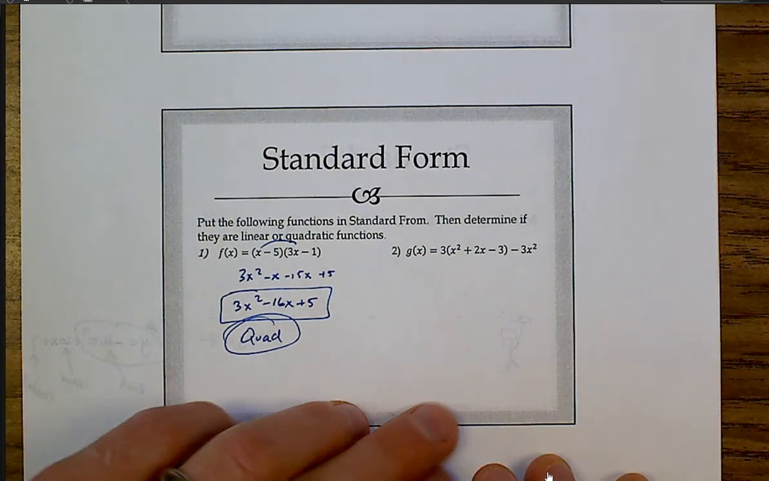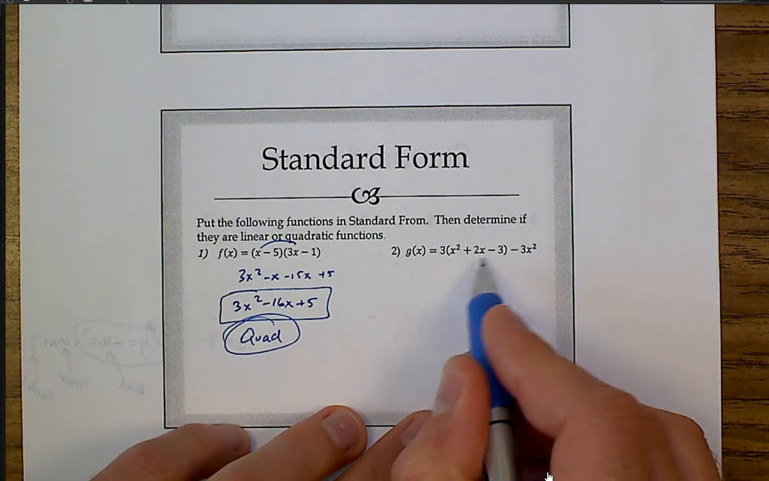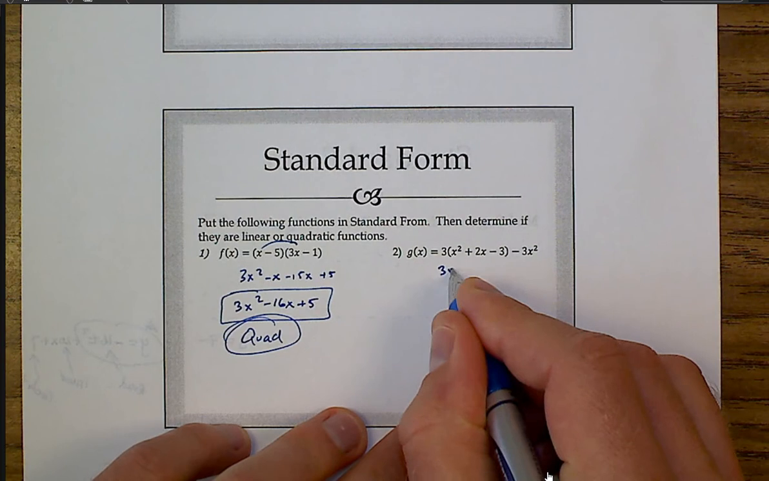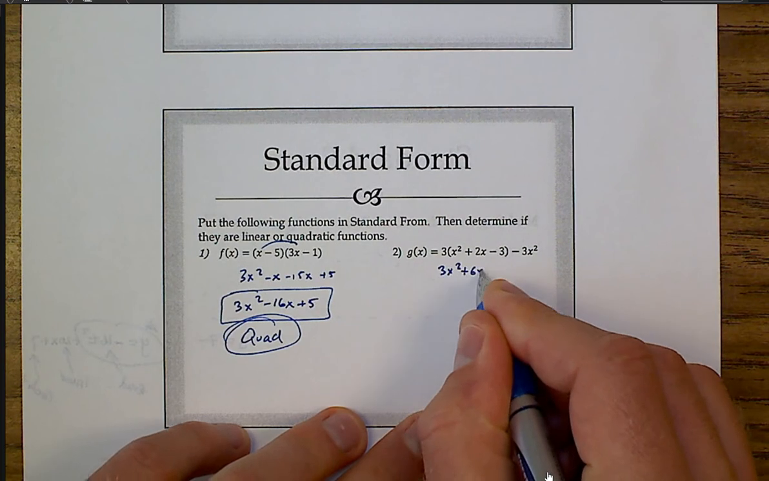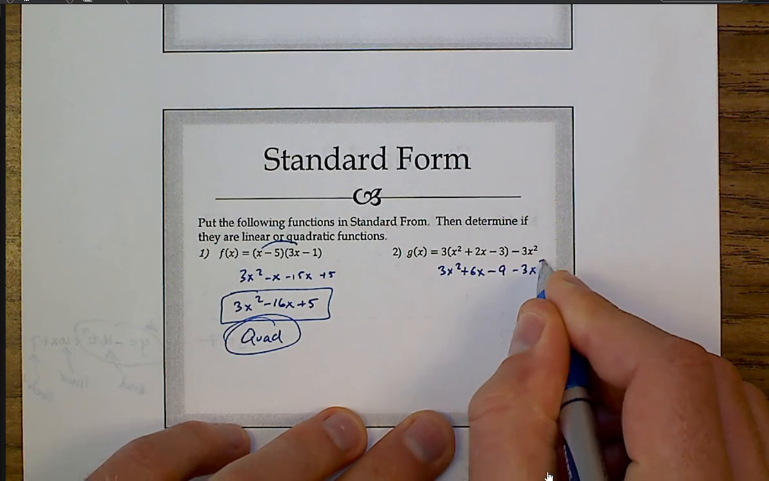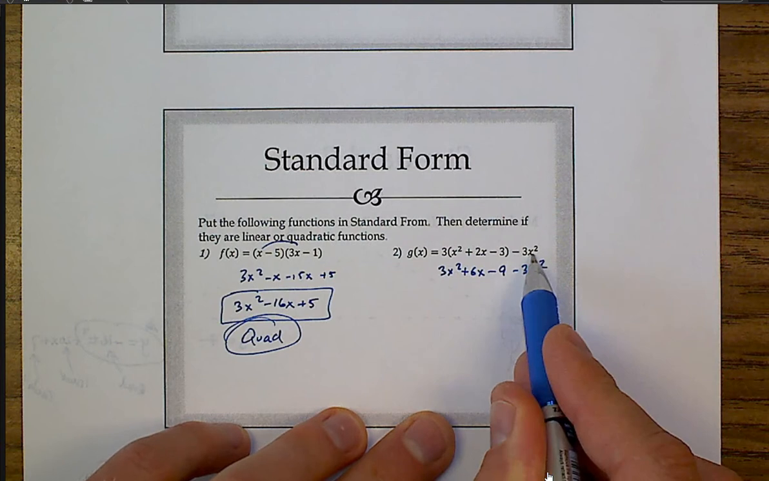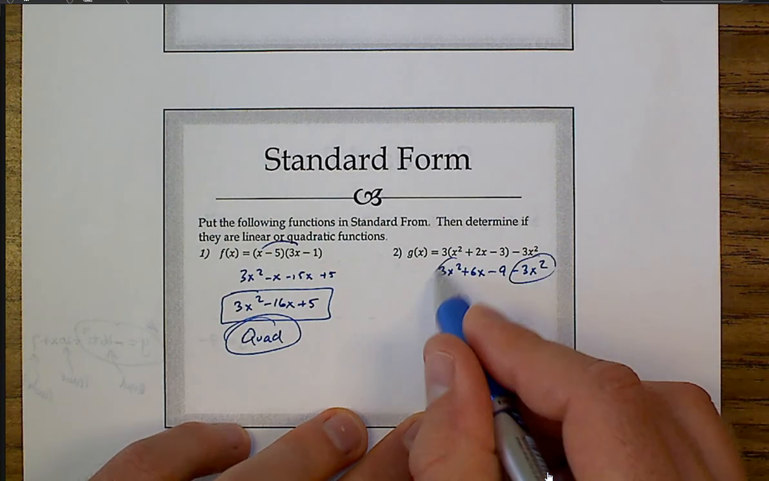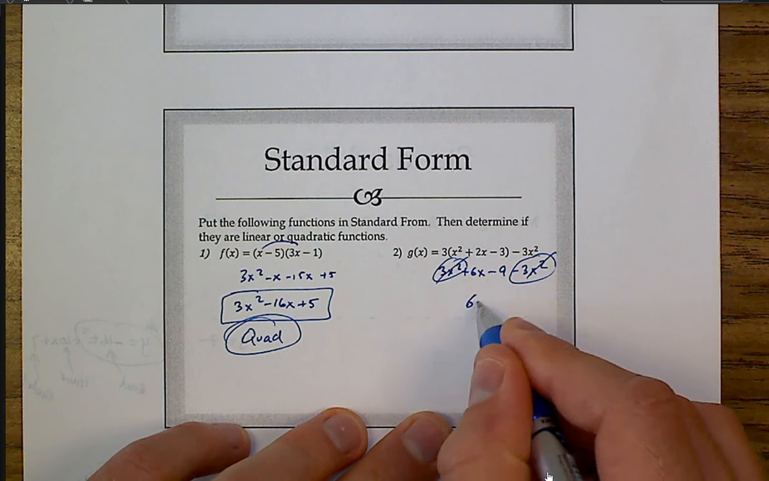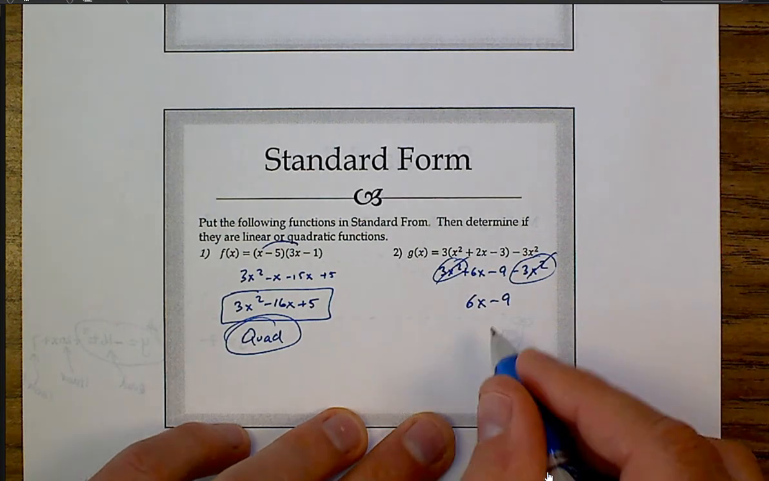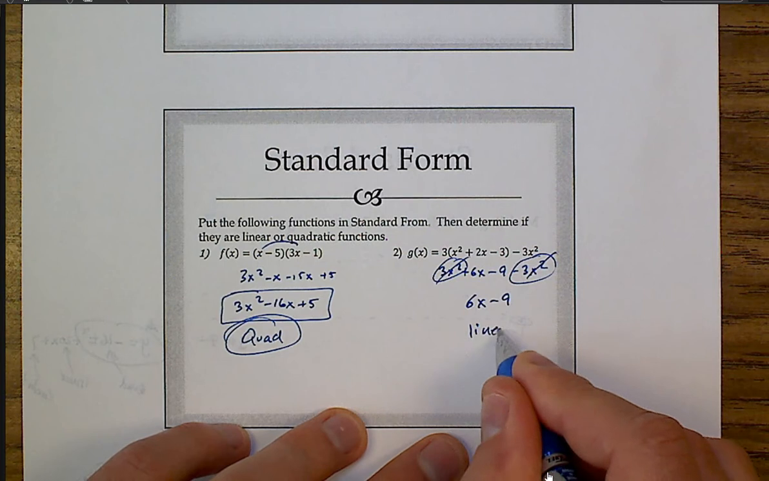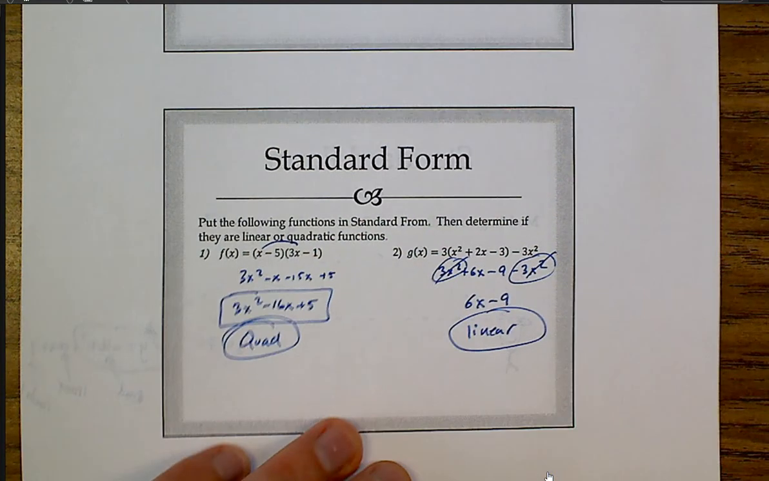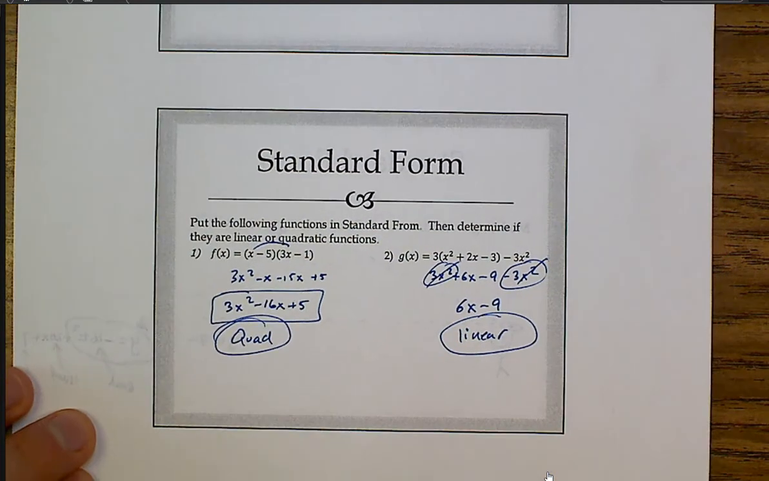Now let's take a look at what we got here. I'm going to distribute this 3 through, so 3x squared plus 6x minus 9 minus the 3x squared. Since that's outside of the parentheses, it does not get distributed with the 3. My like terms are negative 3x squared and positive 3x squared, so those cancel out, and I'm left with 6x minus 9. What type of function is that? That is linear. That's your y equals mx plus b. Okay, so you'll have a couple questions like that on your homework, pretty basic stuff.